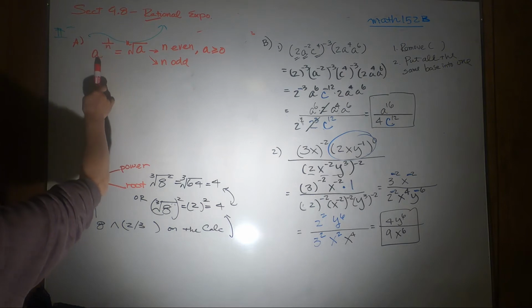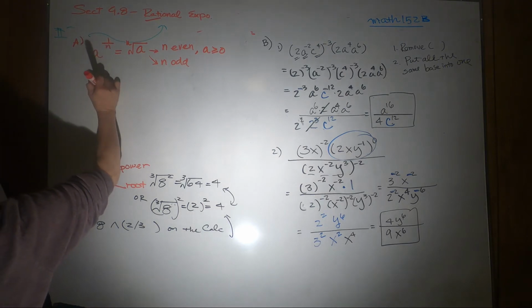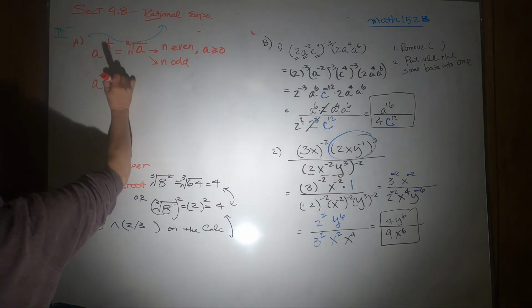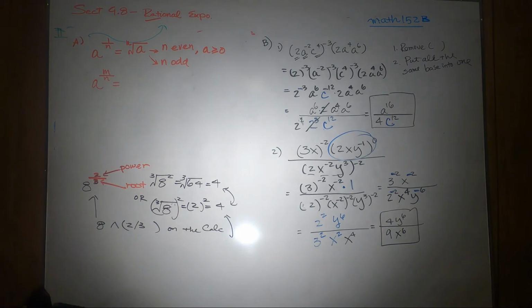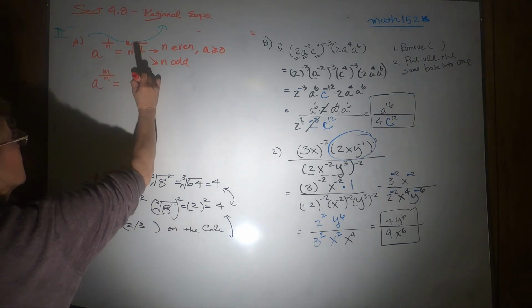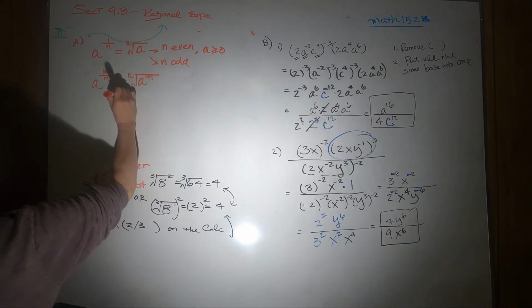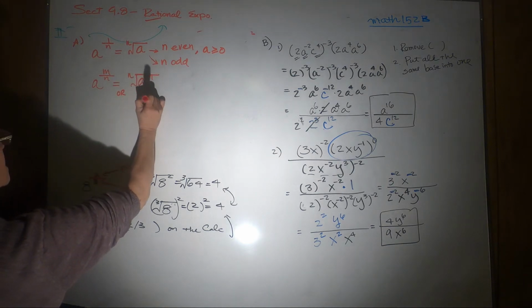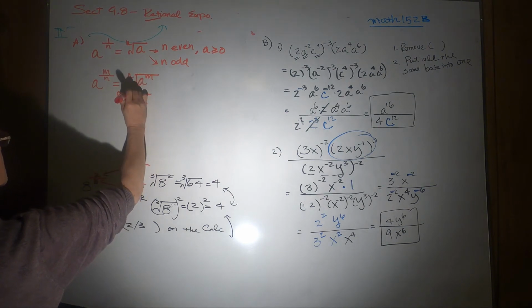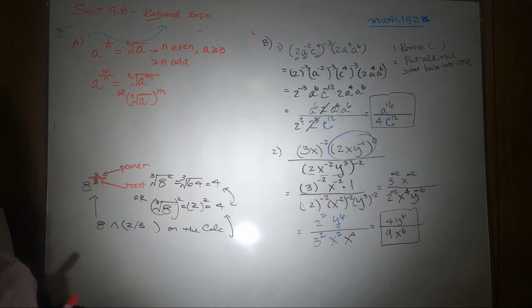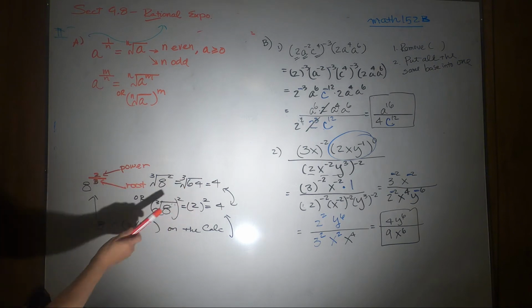All right, a to the 1/n power. If we write a to the m over n, it means what? It's the power, then take a root, or we can do what? We can do the root first, then take a power. They end up the same.